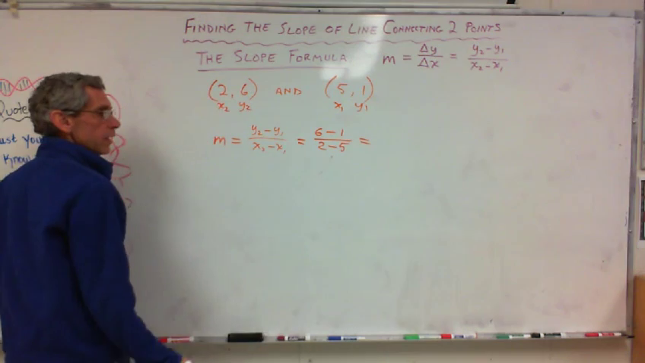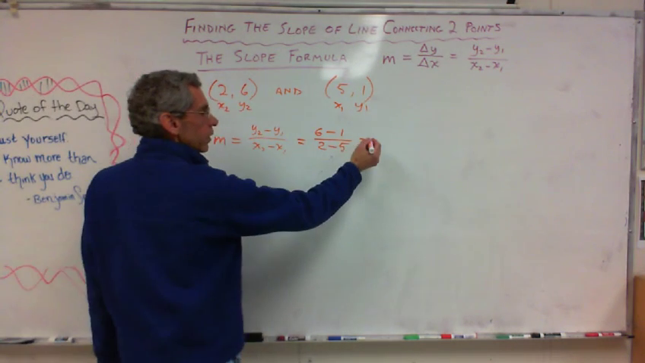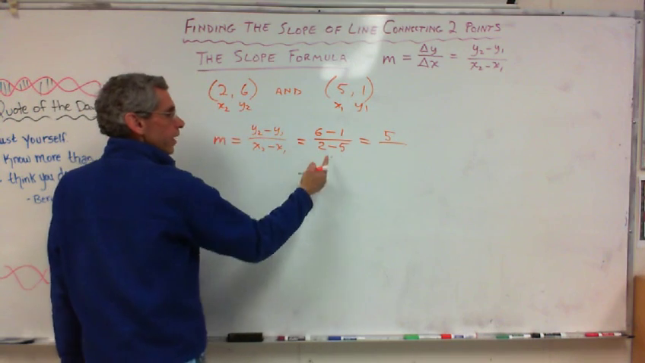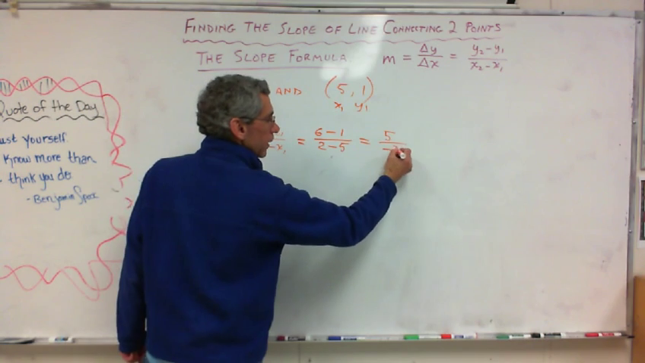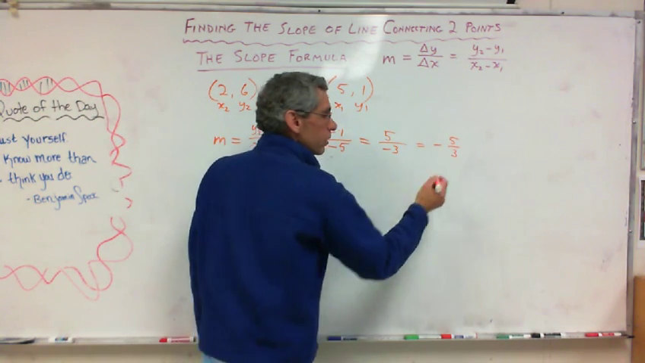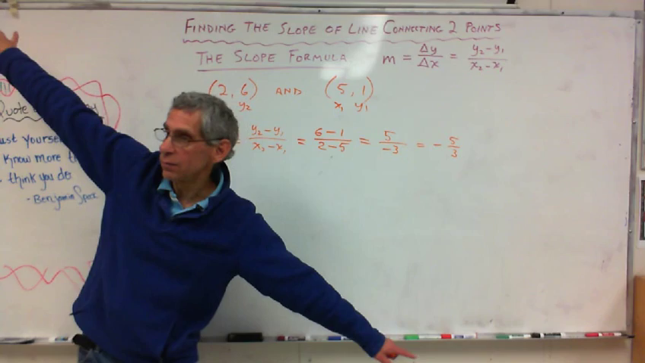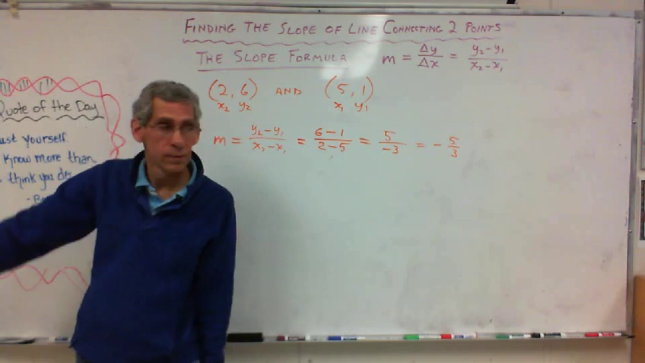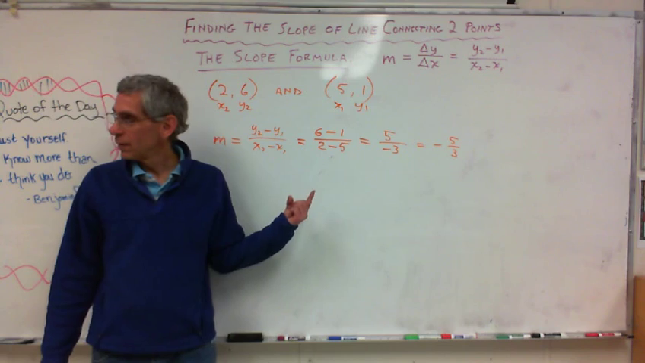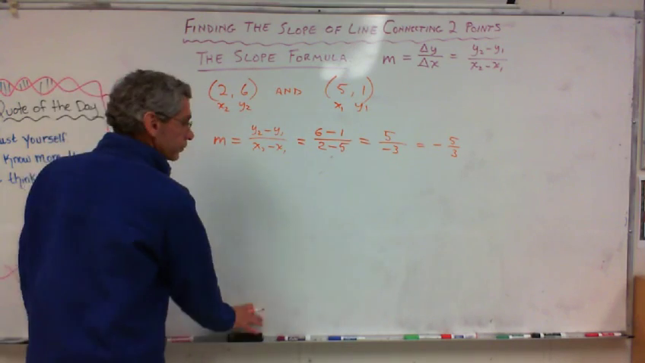Now let's see what that is. What's 6 minus 1? 5. Over, what is 2 minus 5? Negative 3. That tells me the slope is negative 5/3. That tells me it's actually going down to the right because it's negative, right? That wasn't so hard, was it? That's pretty easy.